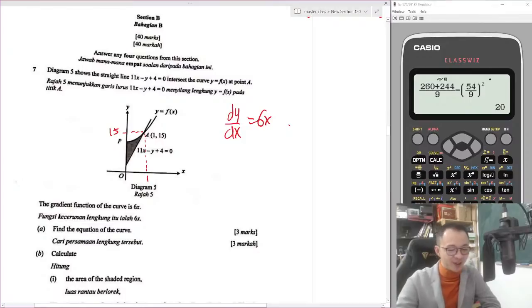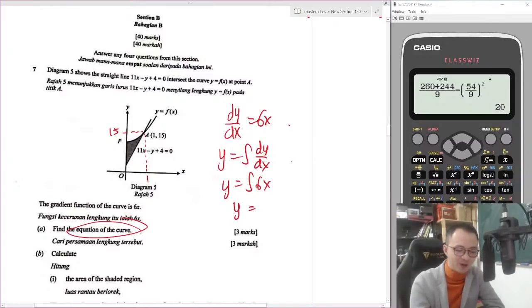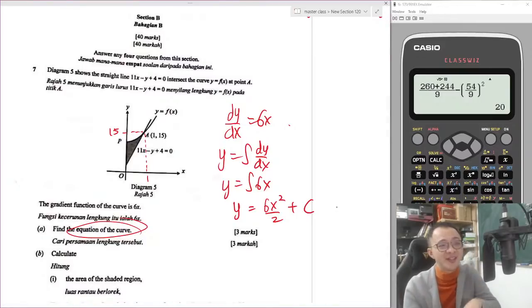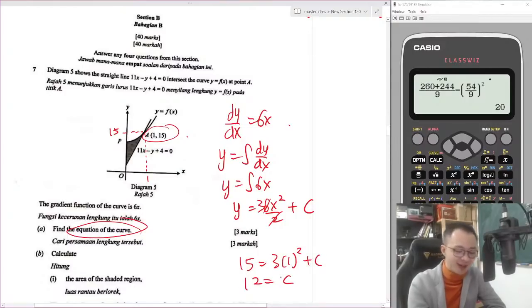Then they ask you to find the equation of the curve. I have said many times, there is only one way in your whole MF syllabus to find the equation of the curve, which is to integrate dy dx. So I want to integrate 6x, and I will get 6x squared over 2 plus c. How do I get c? I need to sub in one coordinate on the curve, which is (1, 15) in this case. So y equals 15, this simplified is 3 times 1 squared plus c, then c is equal to 12. Now I get the equation of the curve, y equals 3x squared plus 12.